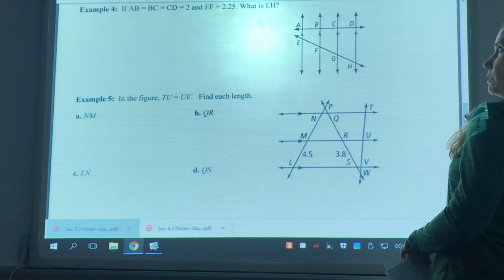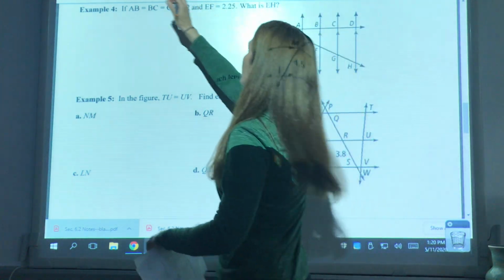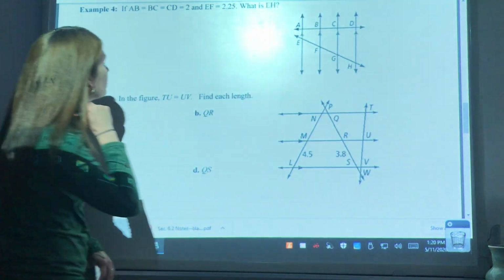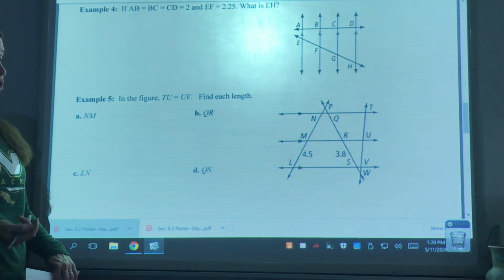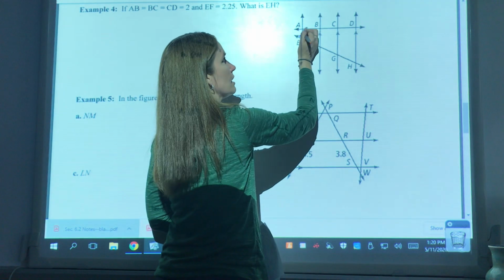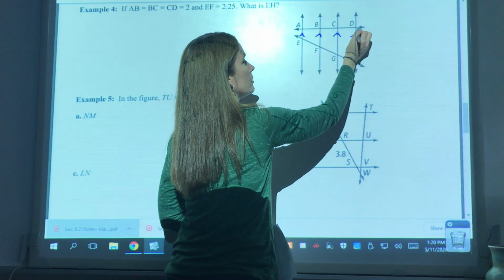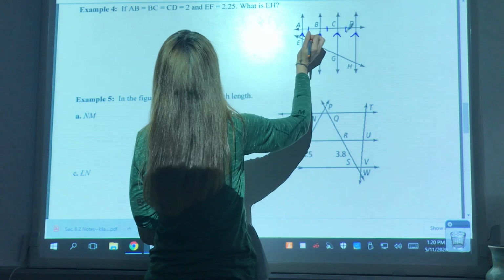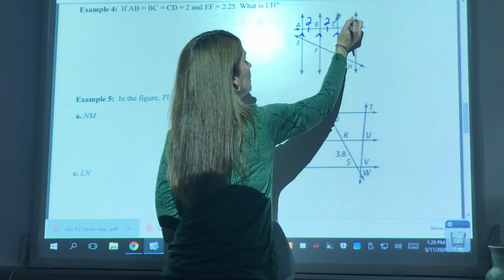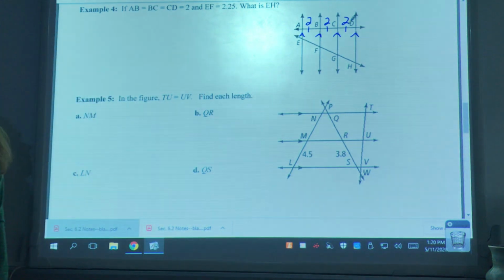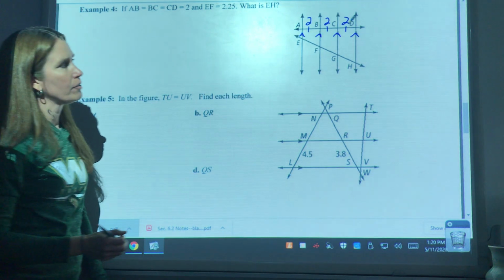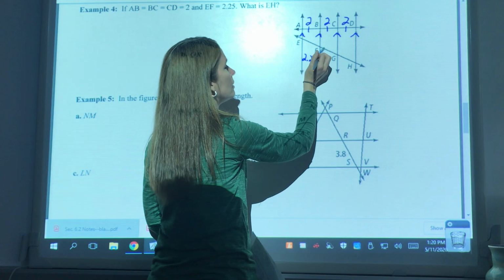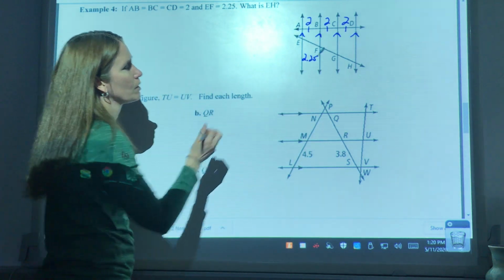Oh, good, you can see them all. Okay, so here for example 4, it says if AB is equal to BC is equal to CD is equal to 2. So again, I can see all my lines are parallel by the arrows. They just told me that all these are equal to each other and that they're all 2. So I'm going to put that in my picture. And now they're telling me that EF is 2.25, so I'm going to stick that in my picture. And they want me to say what EH is.